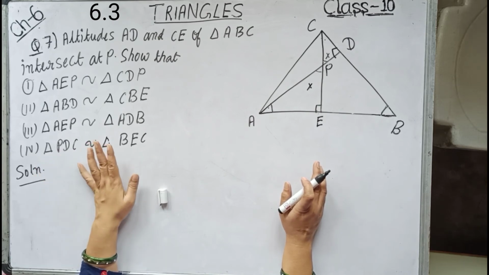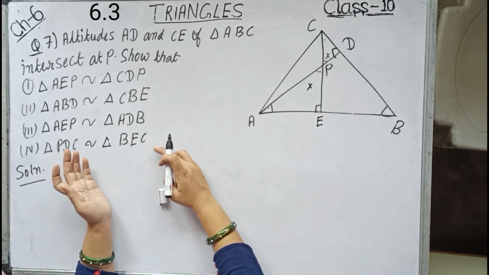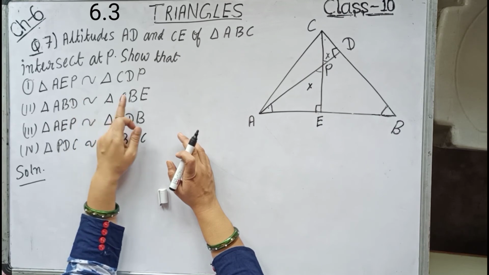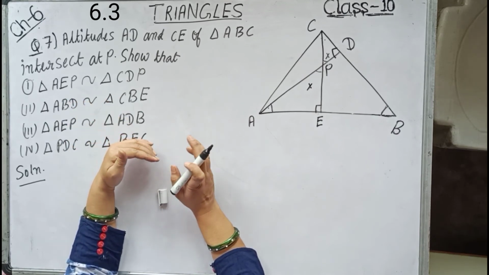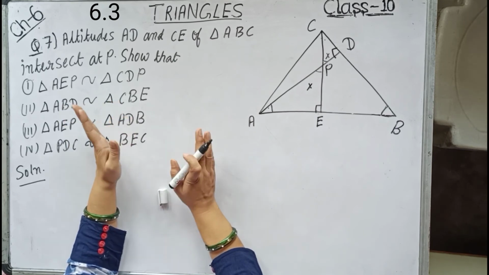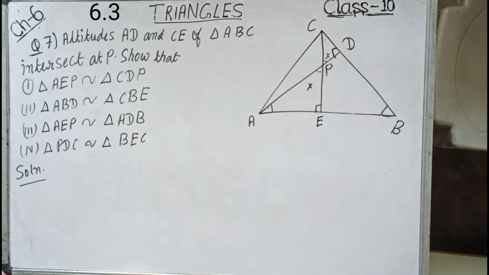So do this question now by your own. I have explained, children, in all the four pairs, double A similarity you will be able to get. Just see the pattern of the naming. So in similarity, the naming plays an important part. If you name the triangles correctly, similarity you will be getting very easily. So let us move to question number 8.